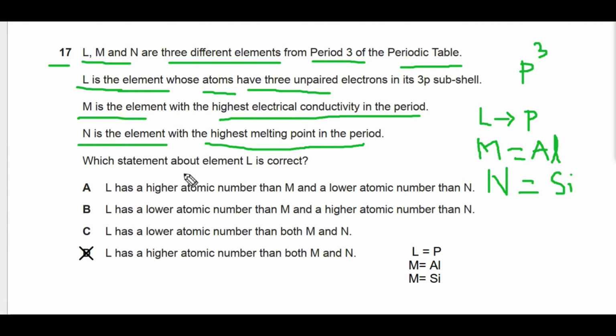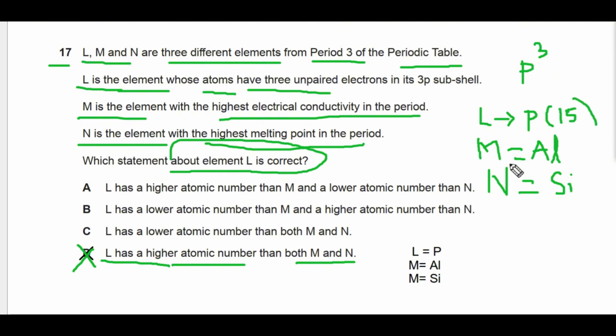Now, which statement about the elements is correct? L is correct. D is the correct answer. Why? L has a higher atomic number than both M and N. L, phosphorus, atomic number 15, and aluminium atomic number 13, silicon N atomic number is 14. So 15 is greater than 13 and 14. That's why L has a higher atomic number than both M and N. So D is the right answer.